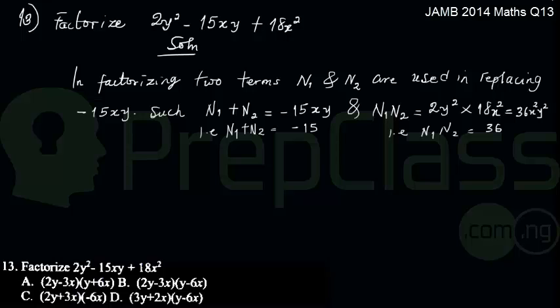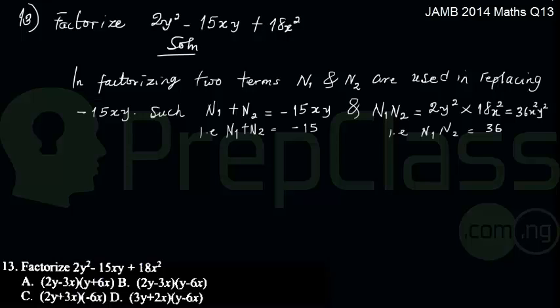Now these two terms will add up to give me minus 15xy. Basically, we could just write that as minus 15, and the two terms multiplying will give me 36. So basically, if the product of the two terms gives you a positive number, it tells us that both terms have to be positive or both terms have to be negative. Now the sum helps us to know that both terms are negative, since the sum of both terms gives me minus 15.